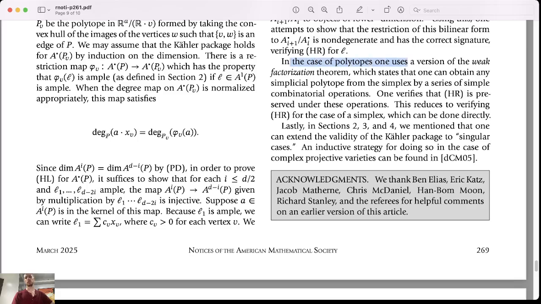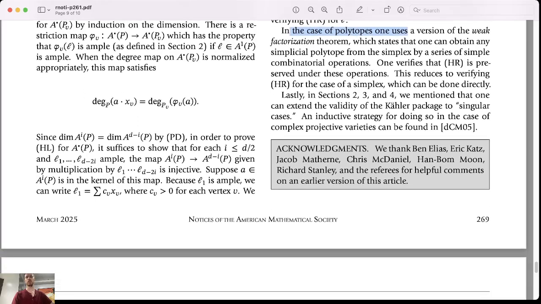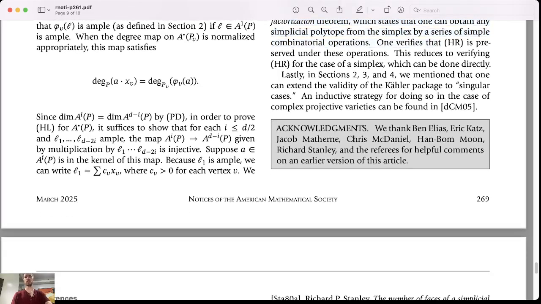In the case of polytopes, one uses a version of the weak factorization theorem, which states that one can obtain any simplicial polytope from the simplex by a series of simple combinatorial operations. One verifies that Hodge-Riemann is preserved under these operations. This reduces to verifying Hodge-Riemann for the case of a simplex, which can be done directly.